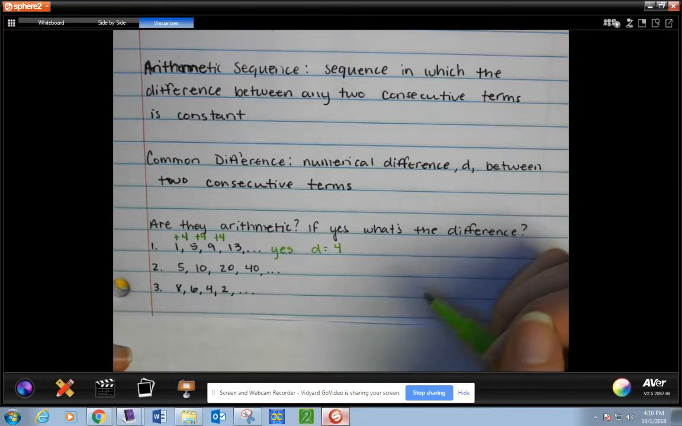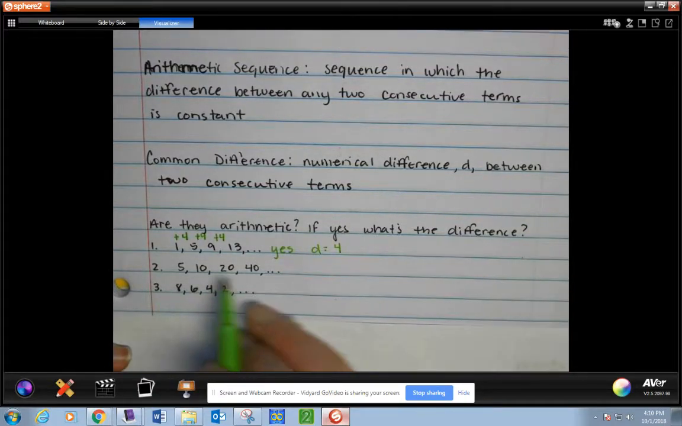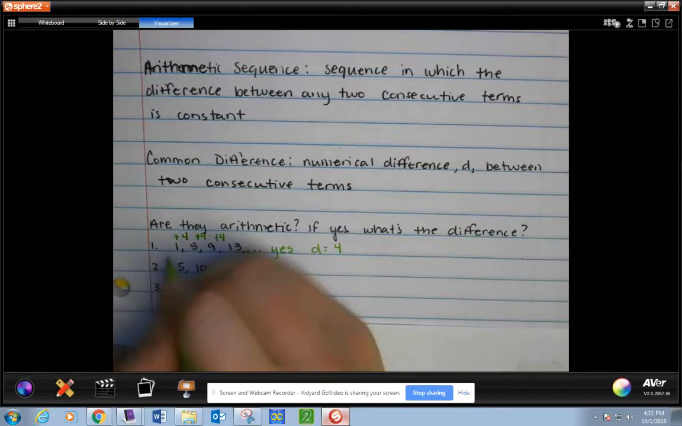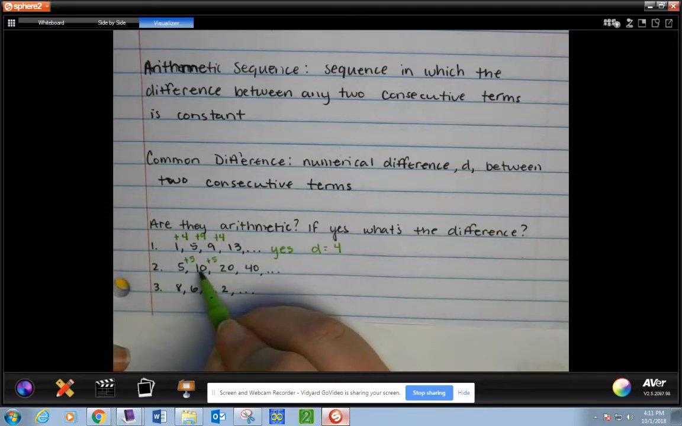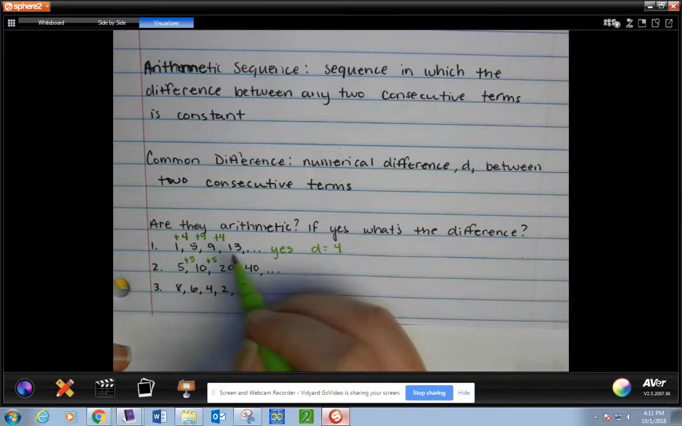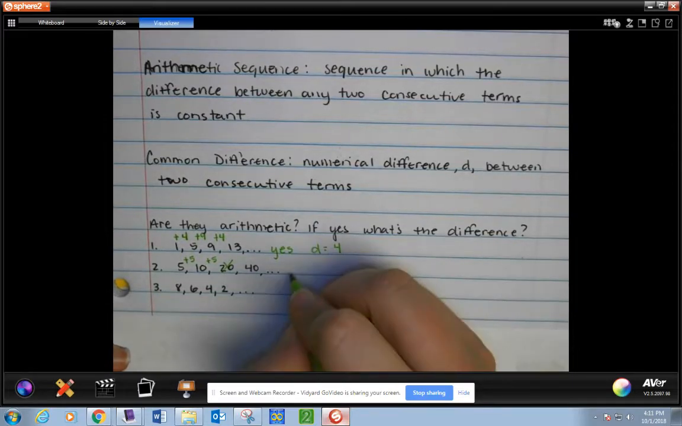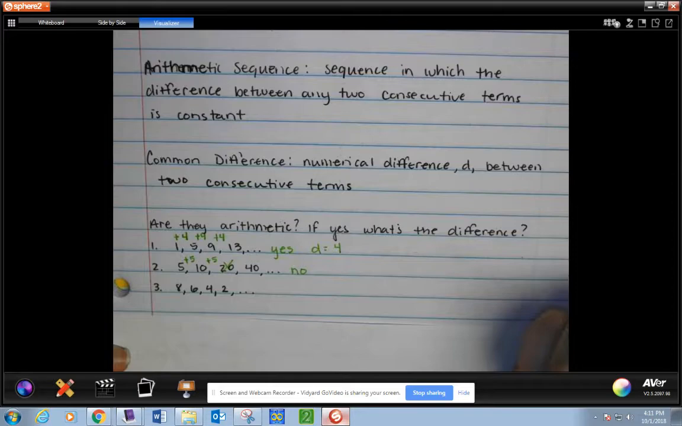Okay, for 2, I'm looking at 5, 10, 20, 40. Again, my numbers are going up, so I'm going to subtract here. 10 minus 5, I'm going to be adding 5. So 5 plus 5 is 10. Now I have to see if I add 5 again whether I get to the next term. If I do 10 plus 5, I do not get to 20. So this does not work. So no, this is not arithmetic.